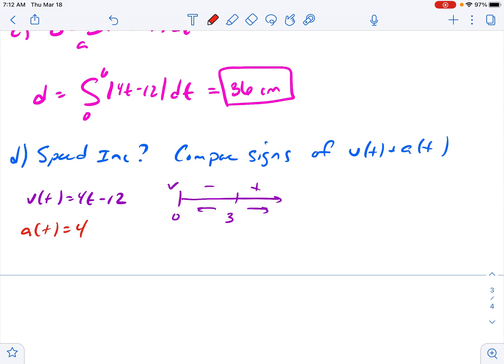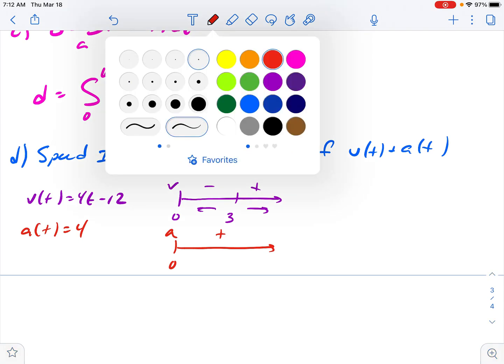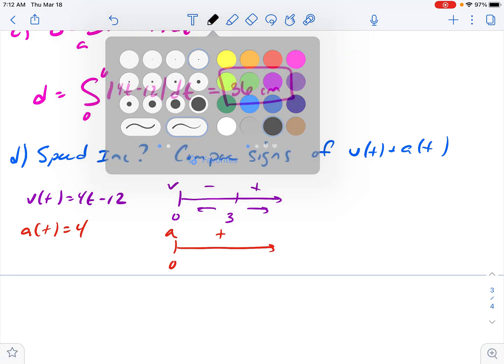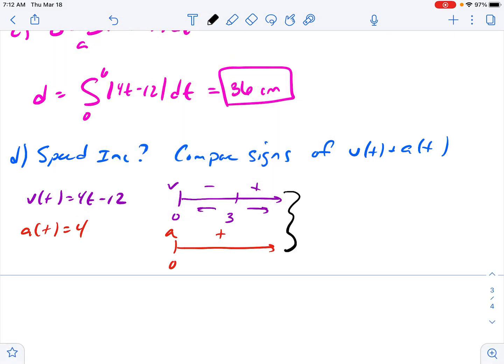So look, that never equals 0. It's just a constant 4. And so the sign of acceleration is always positive here, okay? So if I was to make a number line for acceleration, it's just always positive, okay? Now the idea is to try to compare on what intervals the signs are the same or the opposite. And what I typically like to do is put these into a single number line. So I do something like this, okay?